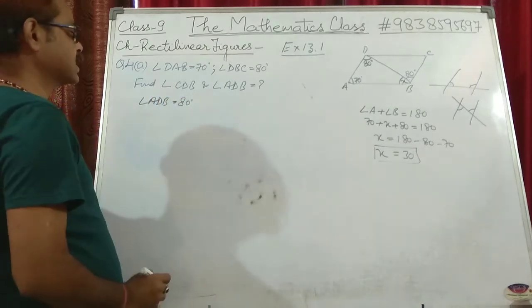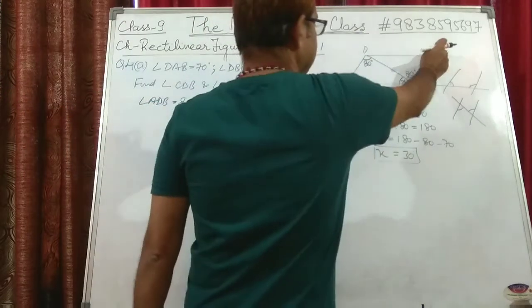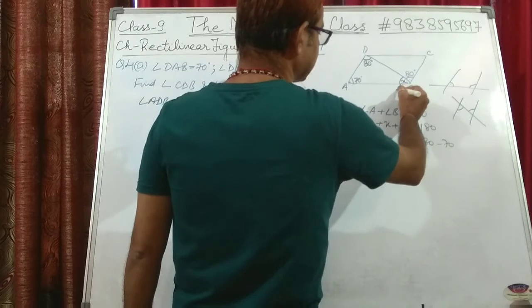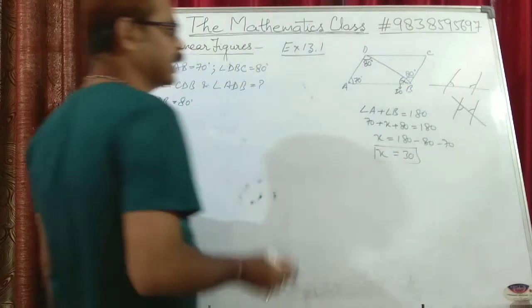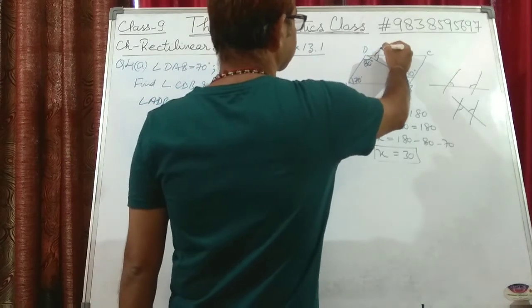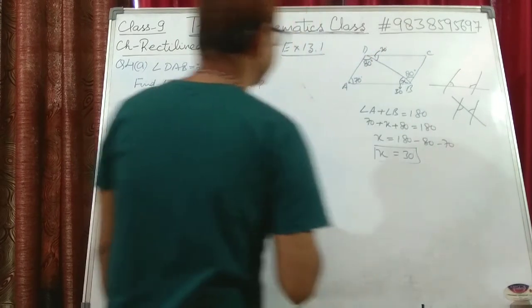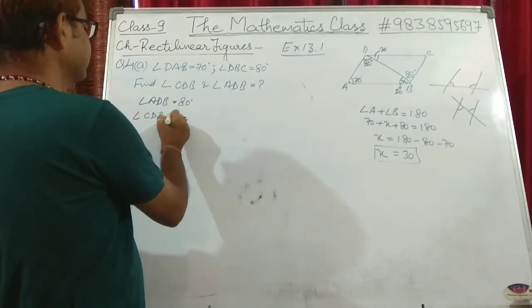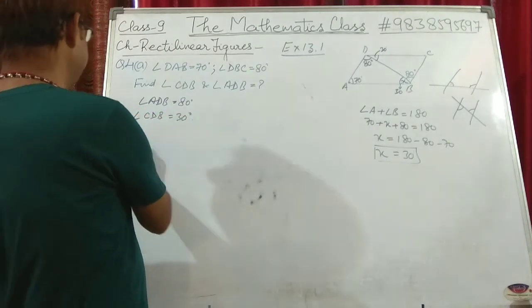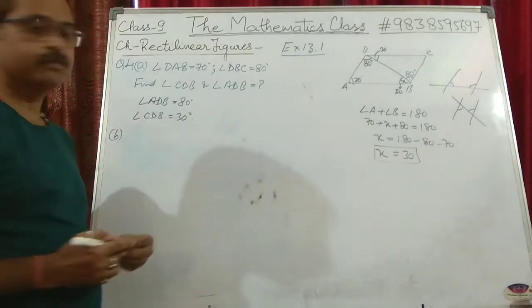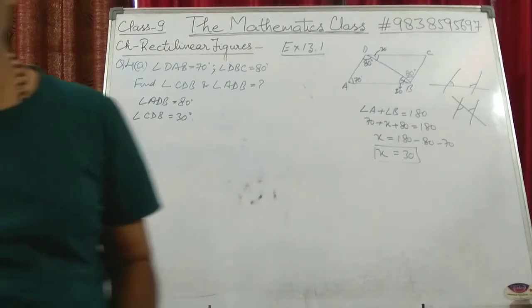Second, we have to calculate CDB. X comes out to be 30 degrees. And we know that alternate angles are equal. So this is an alternate interior angle. So this will also be 30 degrees. So next we can say angle CDB is equal to 30 degrees. Then we move on to the second part of the question.